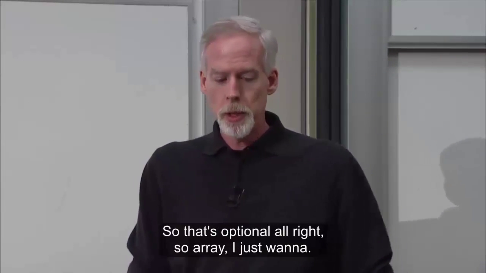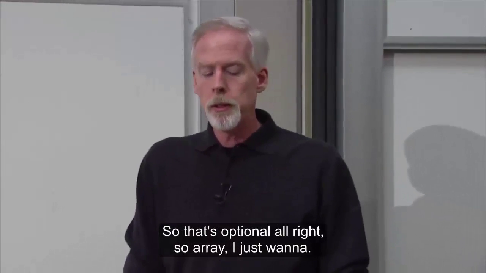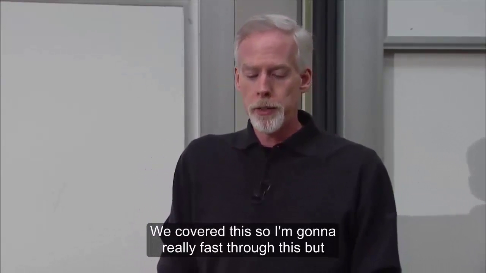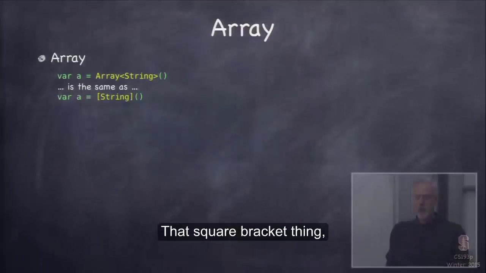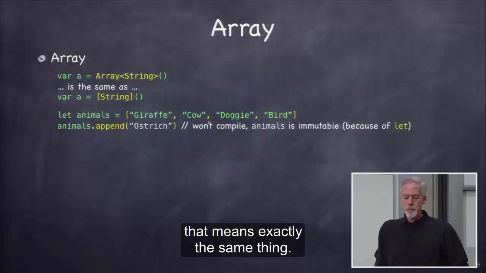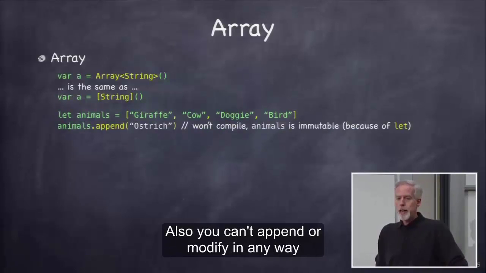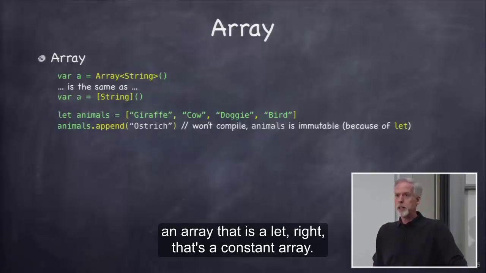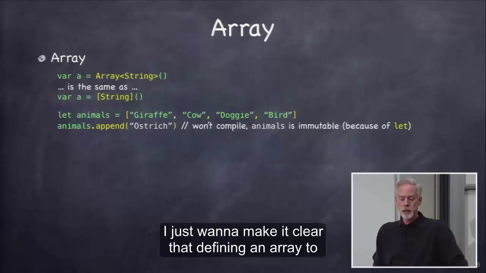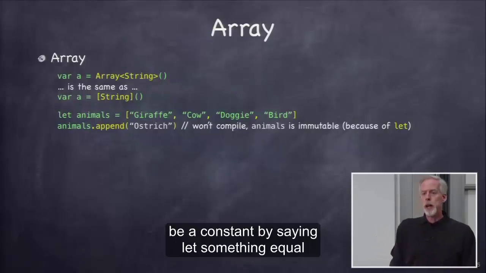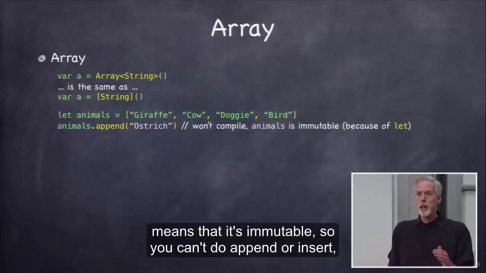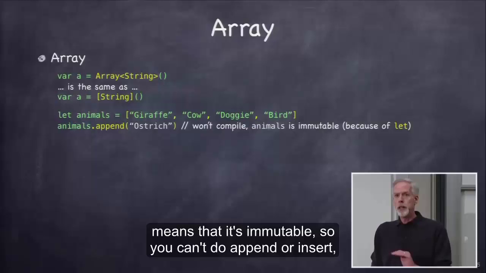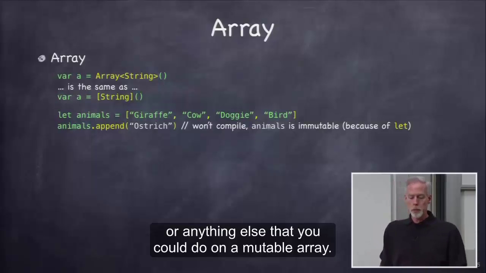So that's optional. All right, so array. We covered this, so I'm going to go really fast through it, but for arrays the syntax is the same, right? That square bracket thing means exactly the same thing. Also, you can't append or modify in any way an array that is a let. That's a constant array. I just want to make it clear that defining an array to be a constant by saying let something equal an array versus var something equal an array means that it's immutable. So you can't do append or insert or anything else that you could do on a mutable array.